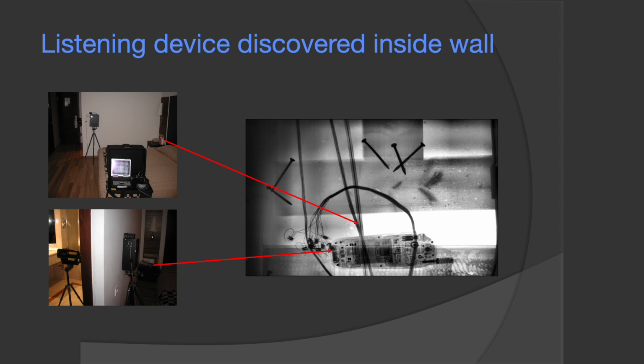Here is an electronic device exactly inside the wall, and it is connected to the electric network. You can see here this wire that basically enabled this device to work forever, because it has a constant energy source, unless, of course, it's being detected.